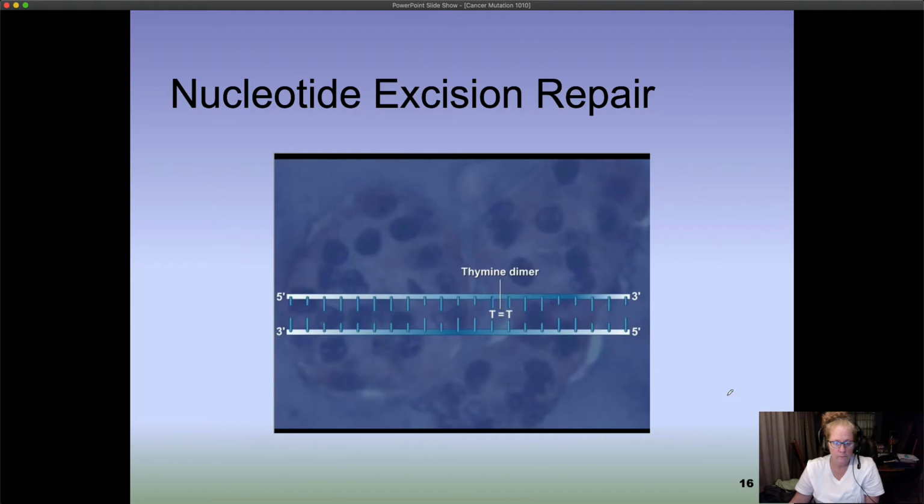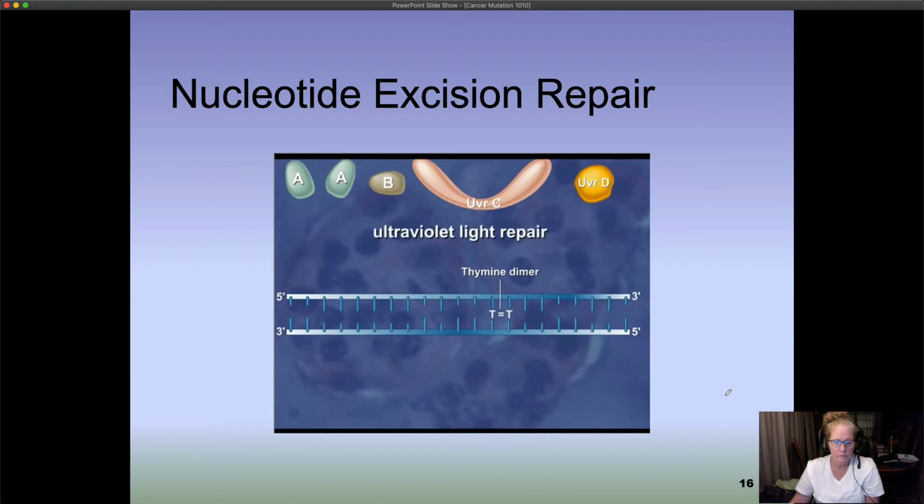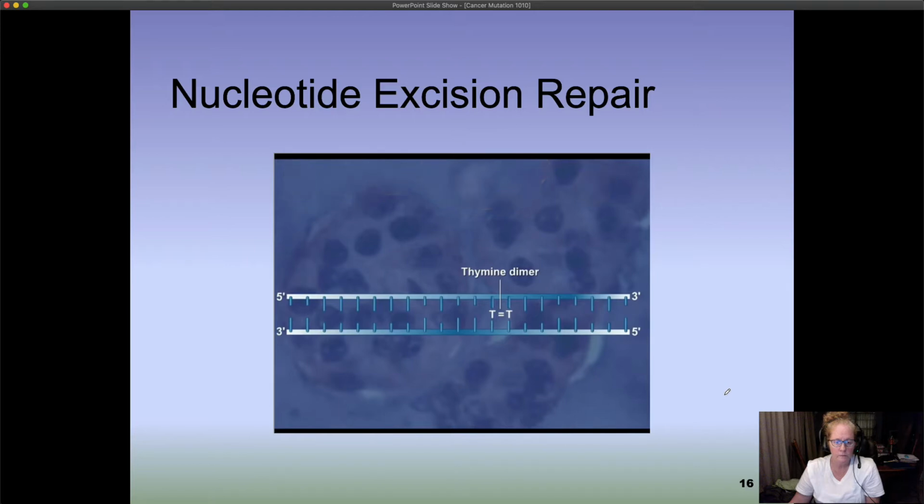The nucleotide excision repair process uses a set of proteins called UVRA, UVRB, UVRC, and UVRD. UVR stands for ultraviolet light repair of pyrimidine dimers. But remember that this system is also used to repair other types of DNA damage. In addition, DNA polymerase and DNA ligase are used to complete the repair.